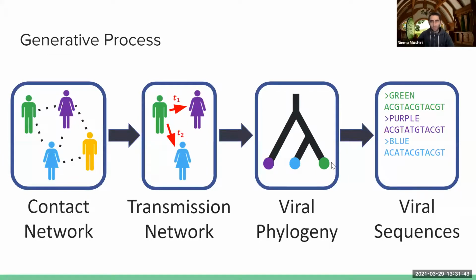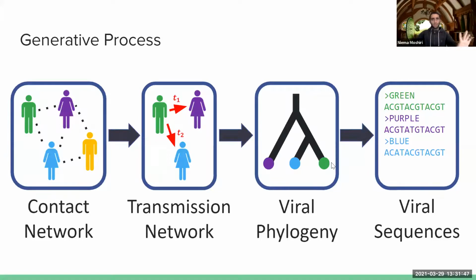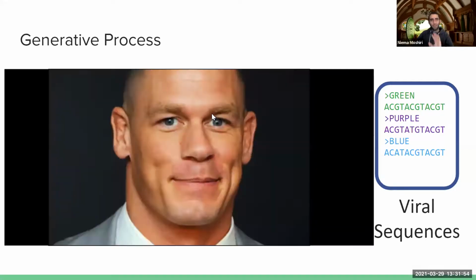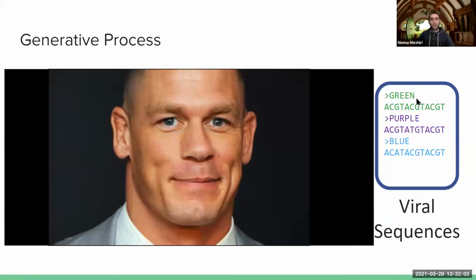Okay, so now to get to Faith's question. If I had all this information available to me, that would be great. But unfortunately, I can't see any of this, right? None of this is visible to me. All I can actually reasonably confidently observe are the viral sequences, right?